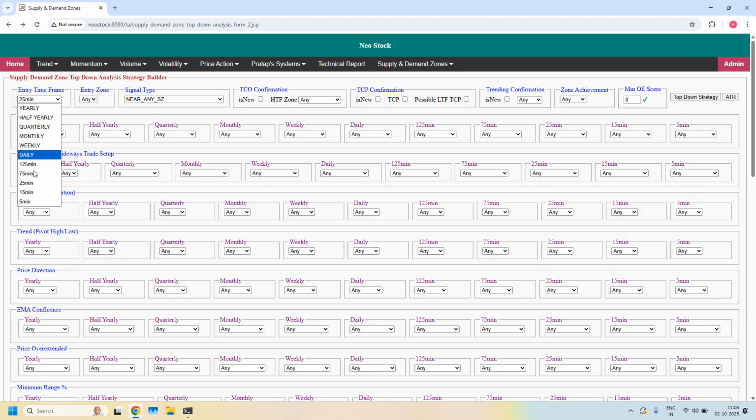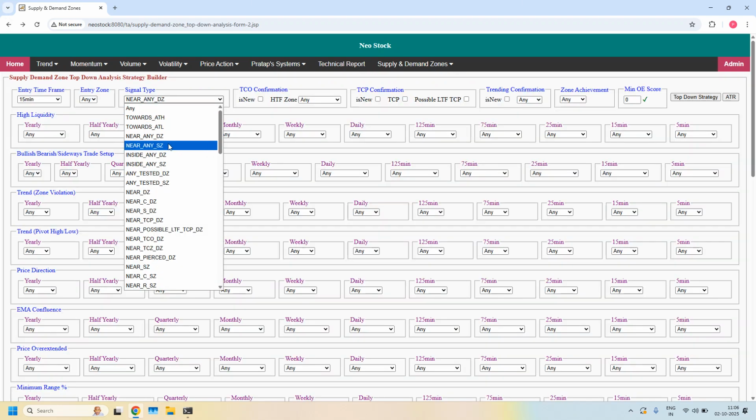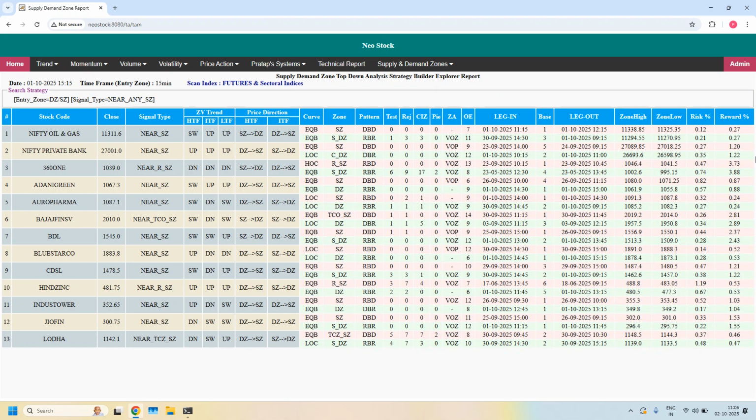Next time frame is 15 minutes. So stocks near to the 15 minutes demand zone. We got 2 stocks. Next, stocks near to the 15 minute supply zone. We got 13 stocks.